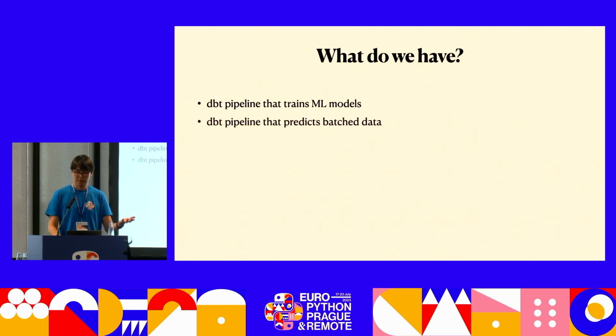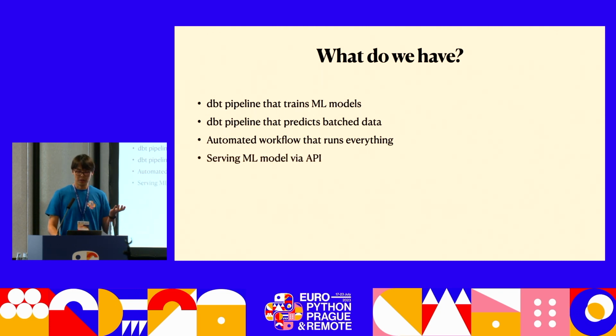We have a dbt pipeline that predicts batch data. We have an automated workflow that runs the whole batch process. We can serve ML models via API. And everything is in a single dbt project. This is a single repository. Now you don't have to run around in different places figuring out what's doing what. Everything is in one place.